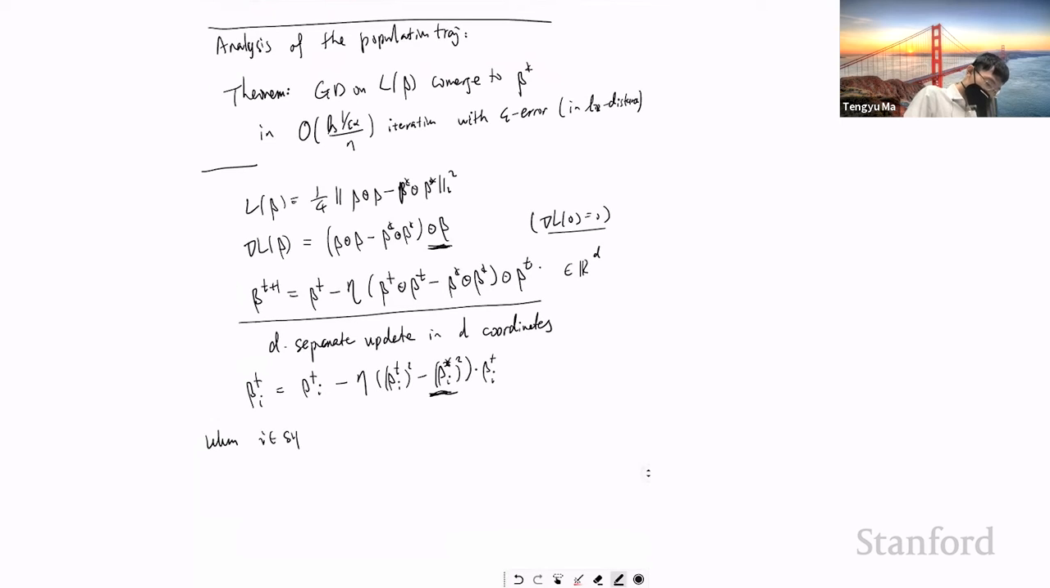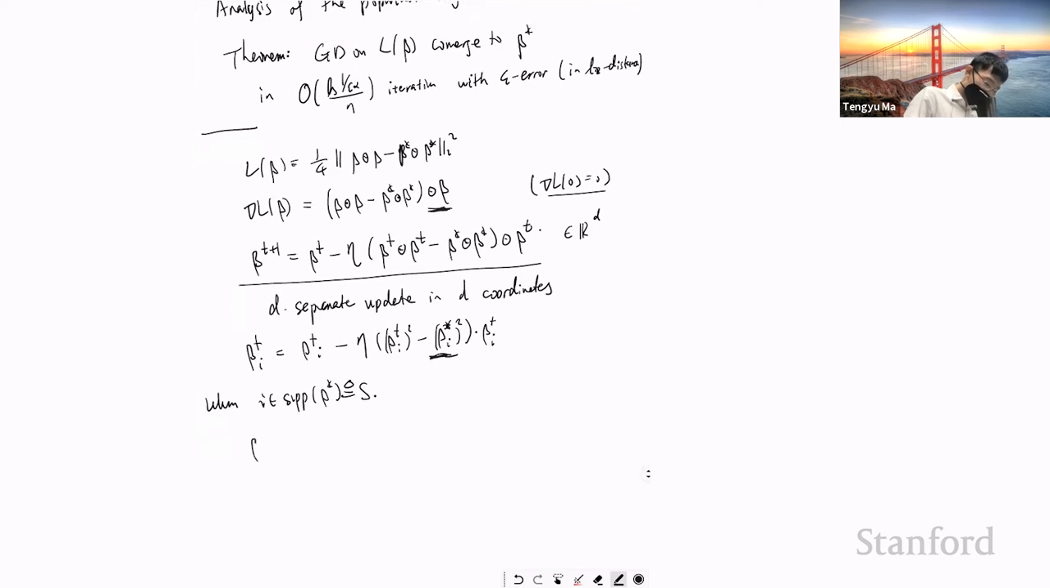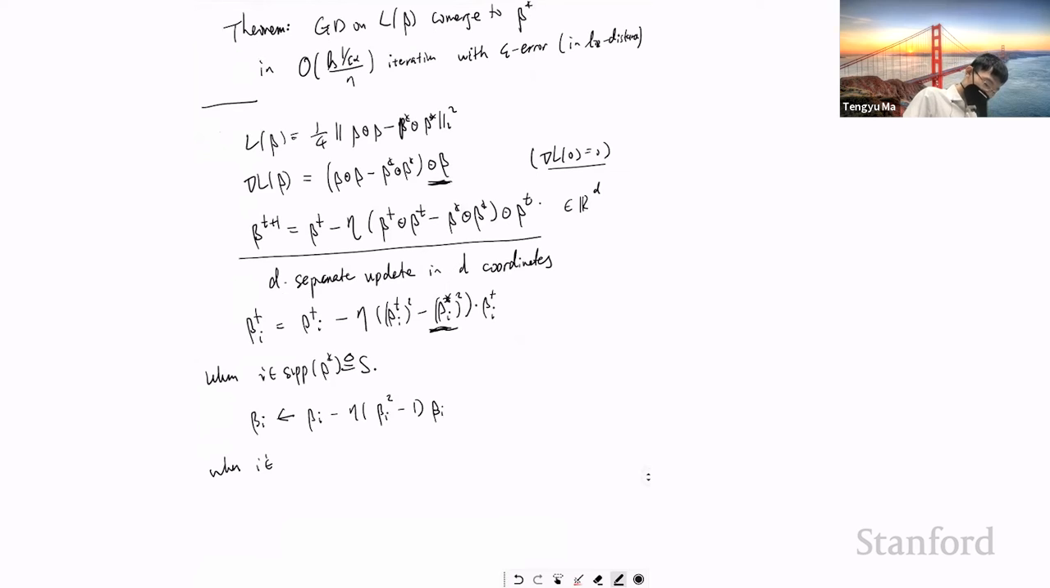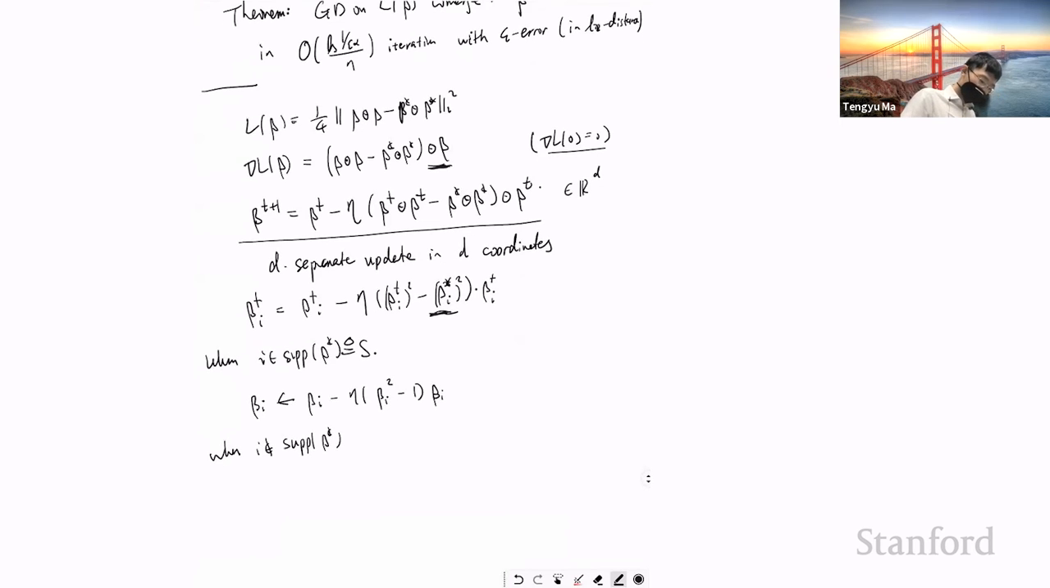So in some sense, when i is in the support of β star, which is denoted S, your update is basically β_i is updated to be β_i minus η (β_i squared minus 1) β_i. And, I'm omitting the t just for notational simplicity, if i is not in the support of β star, then β_i is just updated to be β_i minus η β_i cubed.